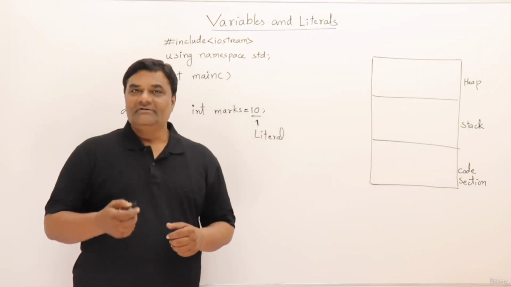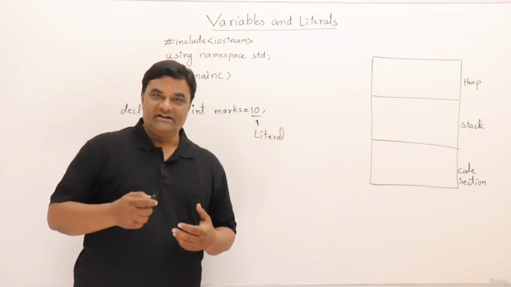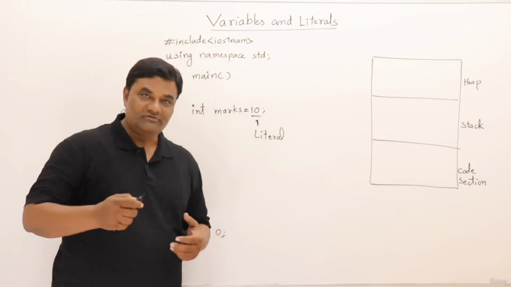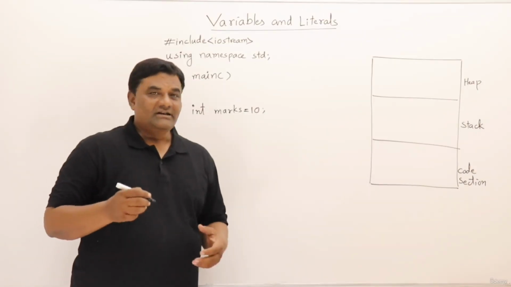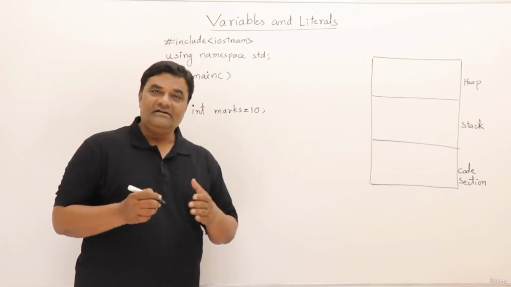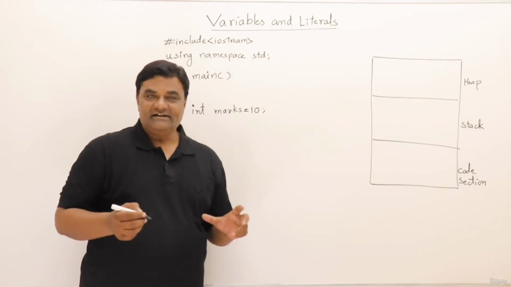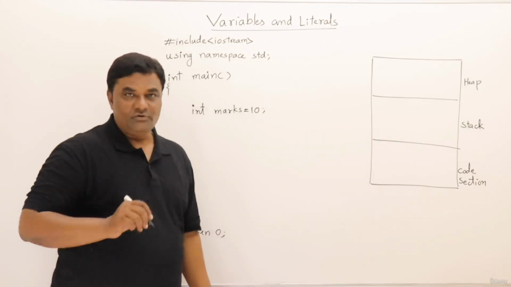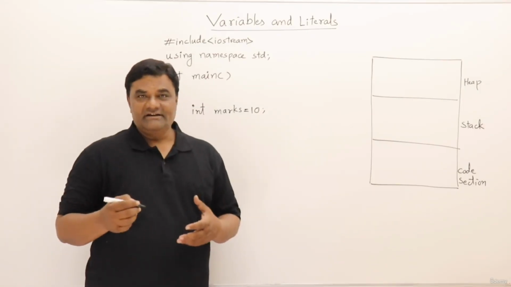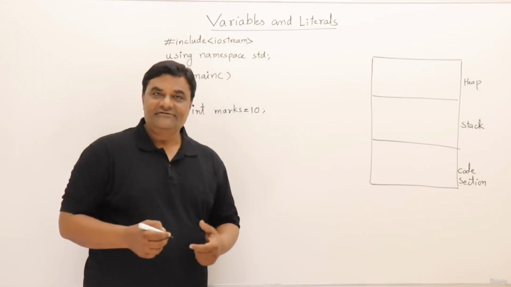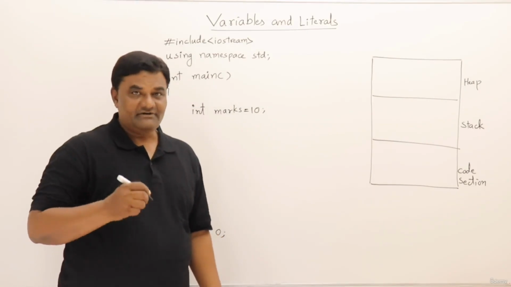Now for a variable, the very first thing is how we should give a variable name. First of all, let us learn about that. A variable name should start with an alphabet. A variable name can contain alphabets or numbers. No special characters are allowed except underscore. And the language is case sensitive, so lowercase and uppercase are different variables.